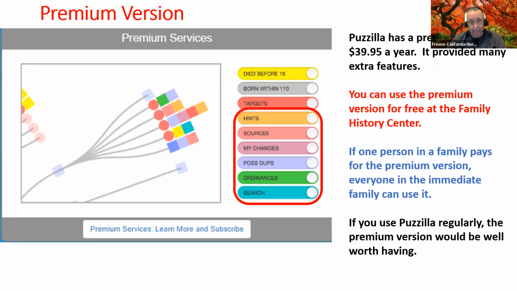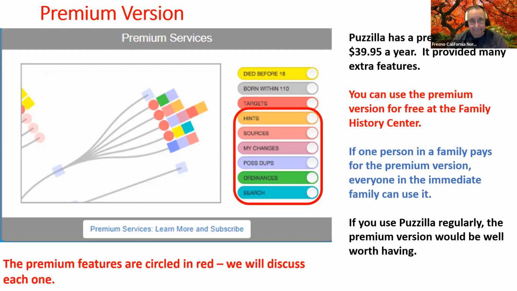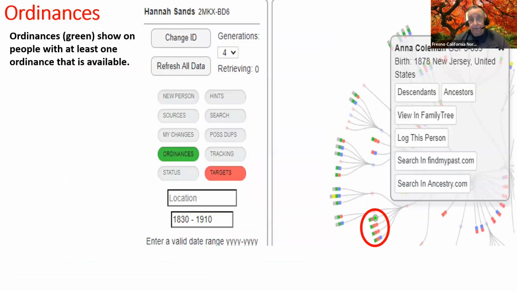Okay, so what we're going to talk about are the filters that are there in the red circle. These are the things that are unique to the premium version. Okay, one of them is ordinances. I can click and get a descendancy, in this case, showing, and then click on ordinances, and in this case also have targets clicked on, and it's going to show me a little green box by everybody that has one or more temple ordinance that needs to be done, and they're all going to show up in green.